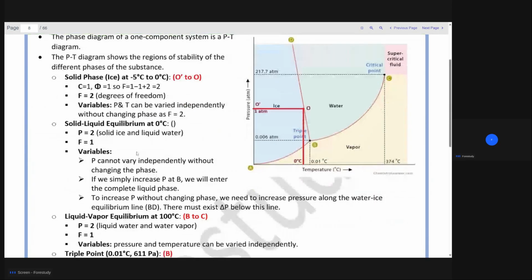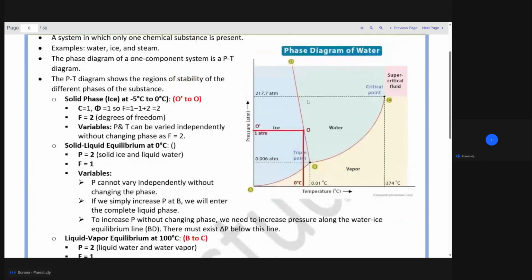Next is the solid-liquid equilibria line, that is the DB line, the BD line. This line is bounded by two phases, ice and water. We are getting two phases, ice and water. The component will remain as it is, 1, but the phase is changing; the phase is now coming to 2.